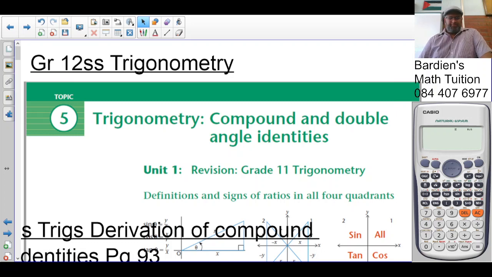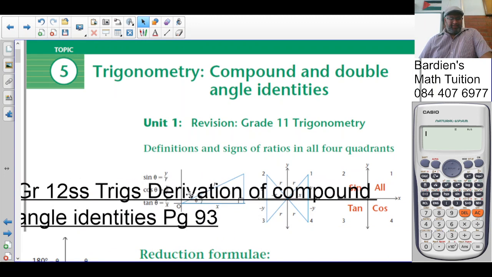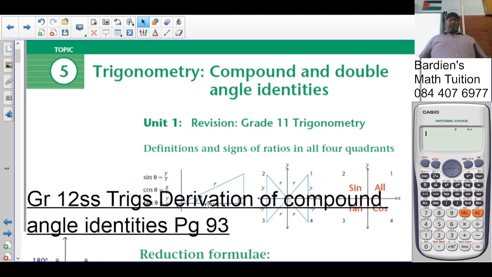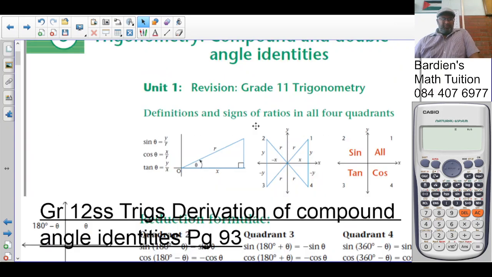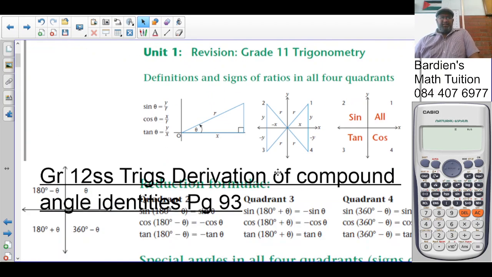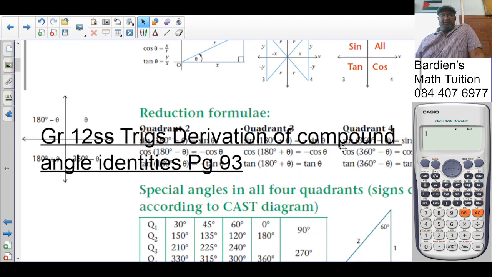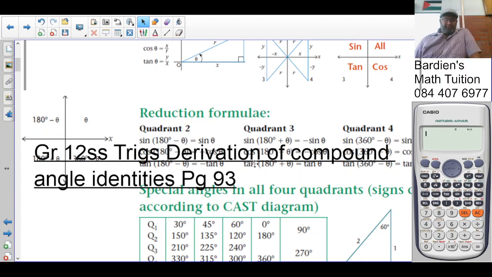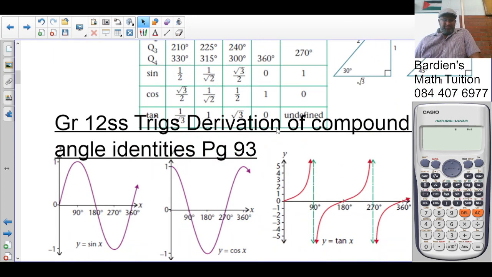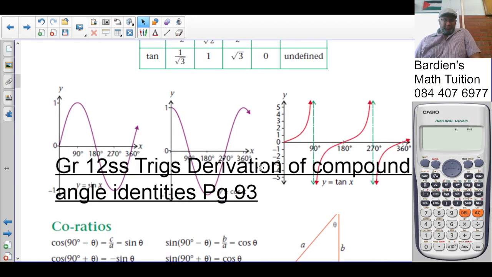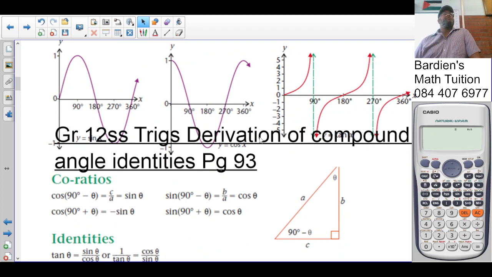Okay, good morning, class. At this point, we have done the derivation of the compound angle identities on page 93. We also have introduced the grade 11 trigonometric identities as well as your grade 10 trigs. This lesson was done yesterday, but during that time it was load shedding. So there won't be much student participation at this point.